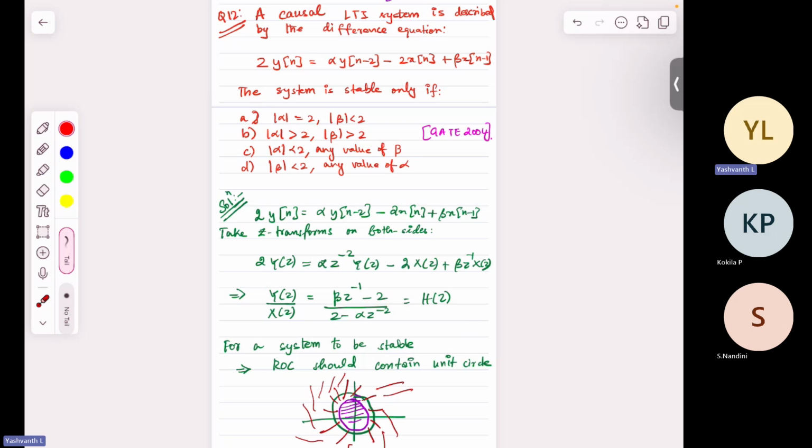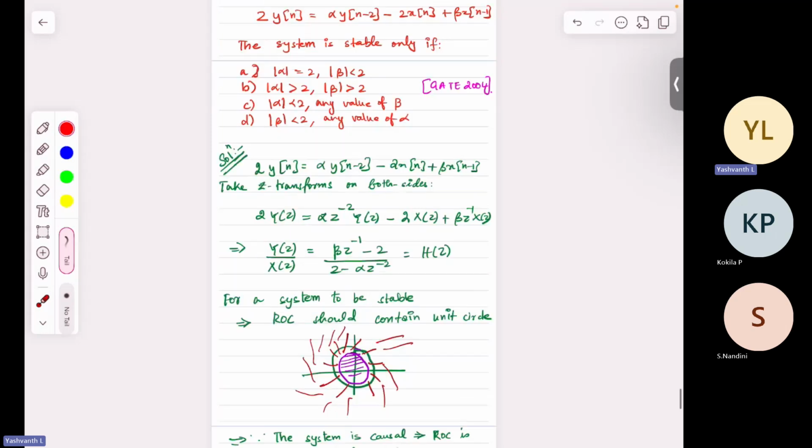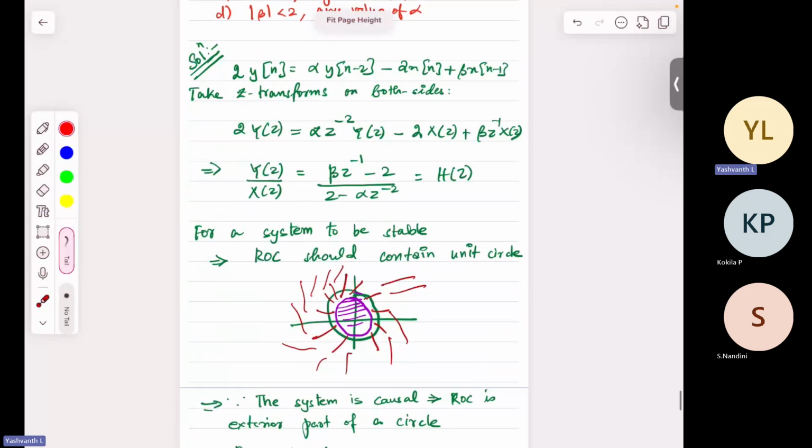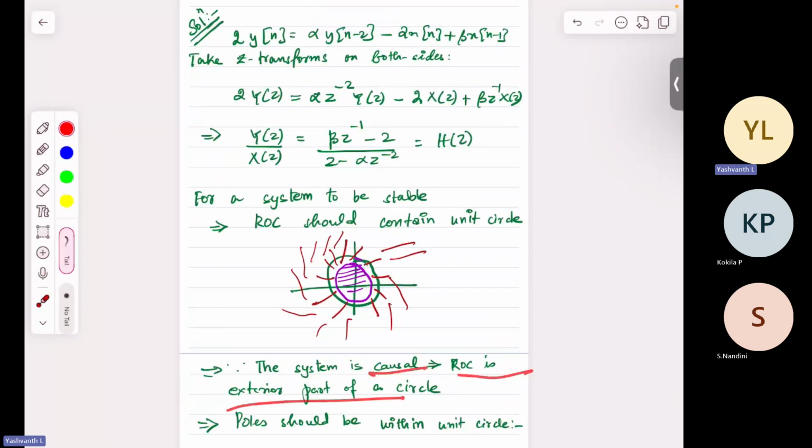Okay, let me give you the answer. See the first term in the question. It says a causal LTI system. That means if the system has to be causal, the ROC should be an exterior part of some circle. That's why I'm saying it should be an exterior part of some circle. Now is it clear why I'm saying the ROC is the exterior part of the circle? Yeah, correct. Fine. Therefore, since the system is causal, ROC is the exterior part of the circle.